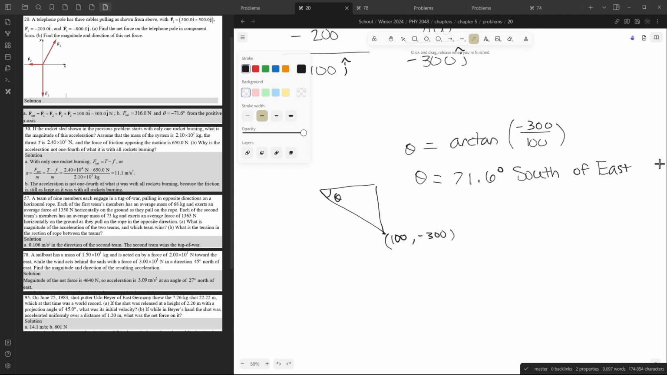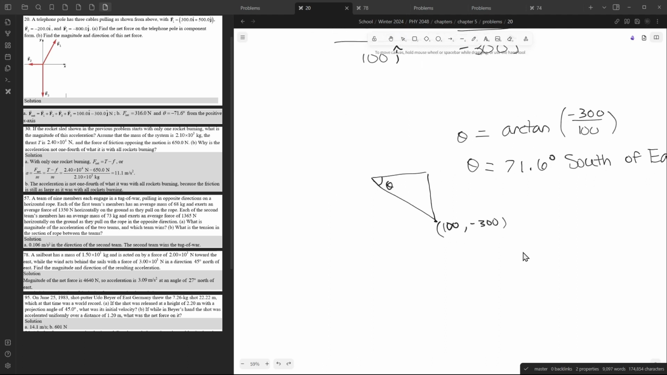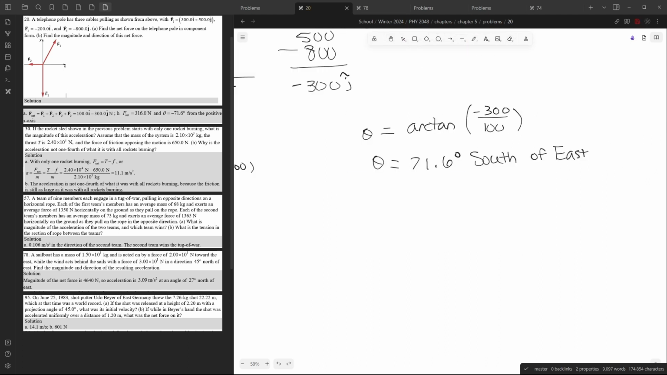What does the answer say? It doesn't really say anything. Okay, I mean, this is fine. I'm guessing that's the correct way to do it. So we have our direction.